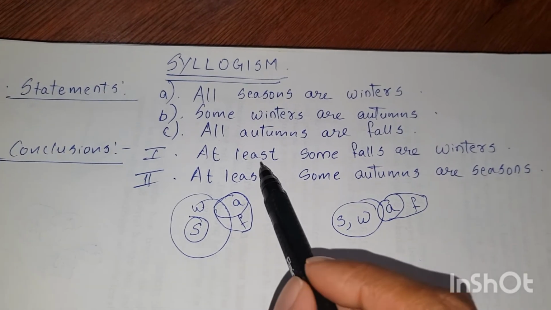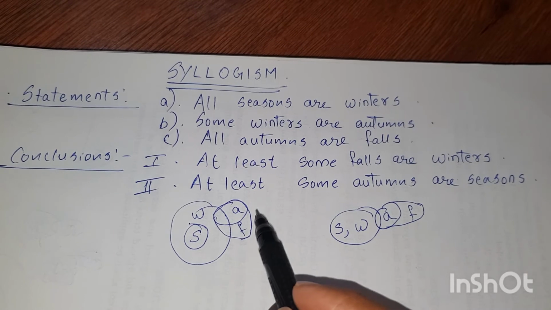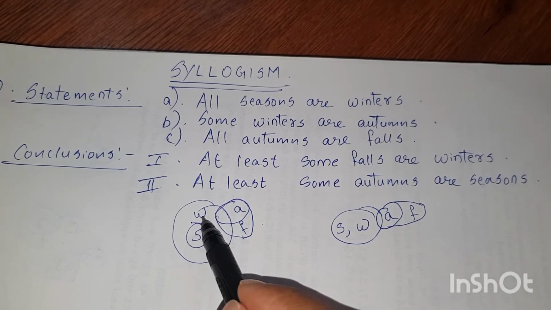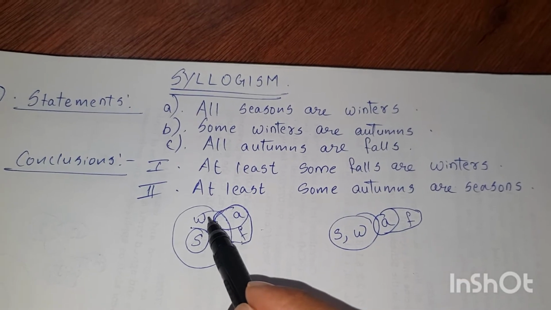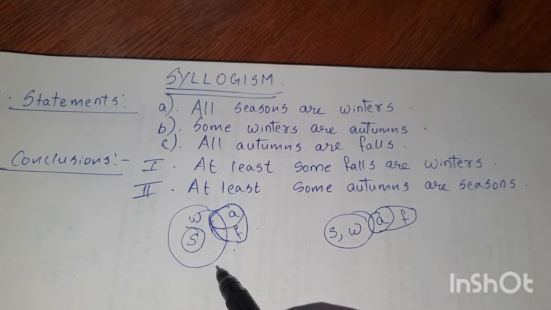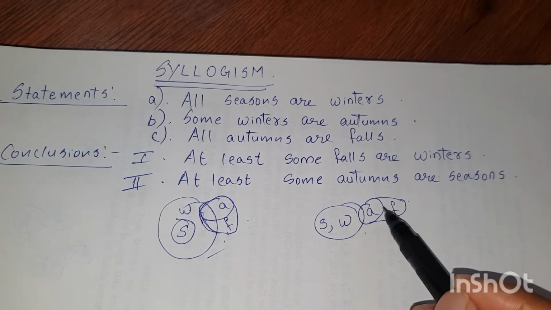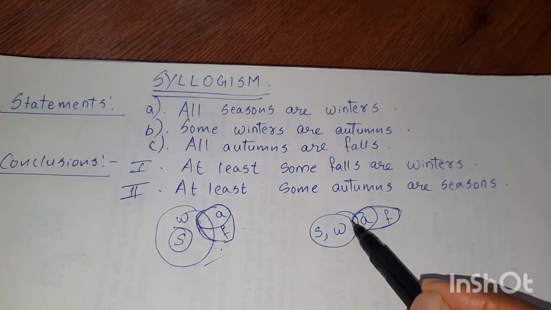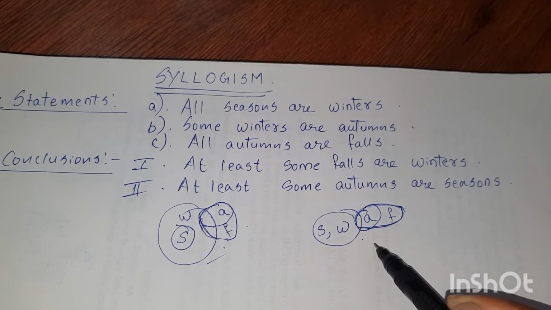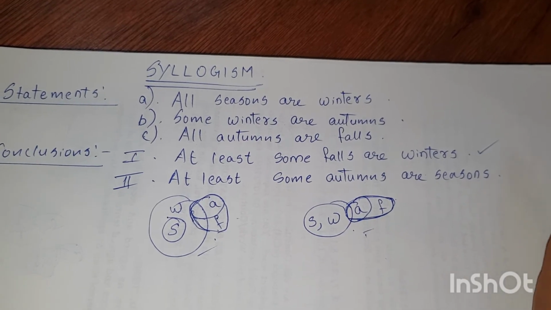Right? And conclusions, at least some falls are winters. Is it true? Yeah, this much portion is winter, right? So at least some falls are winters is true in this case, and in this case too. Yes, the falls means this much portion, and some winters are falls. So this is also true. That means conclusion 1 is true.